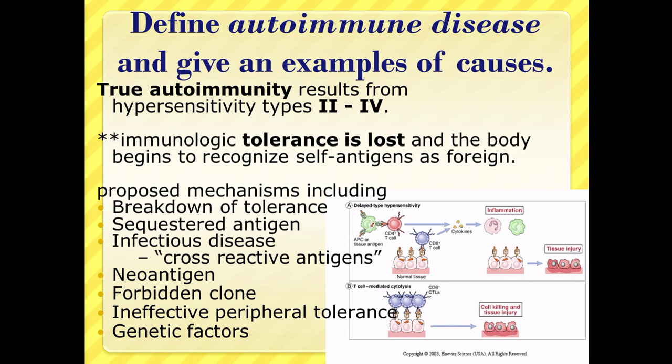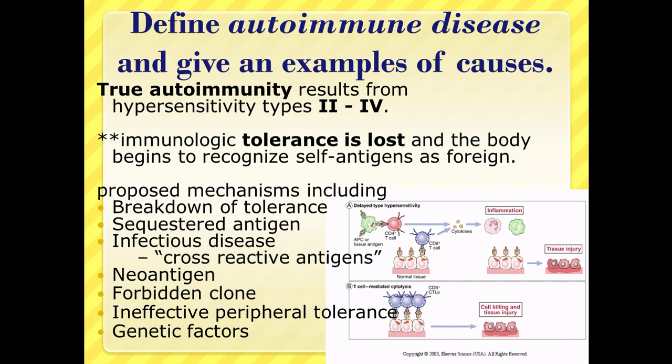And they think MS is actually related to this cross-reactive antigens or molecular mimicry, because they think Epstein-Barr looks enough like myelin sheath that when your body gets rid of the Epstein-Barr or attacks the Epstein-Barr, then the Epstein-Barr is gone, it starts attacking your myelin sheath instead.